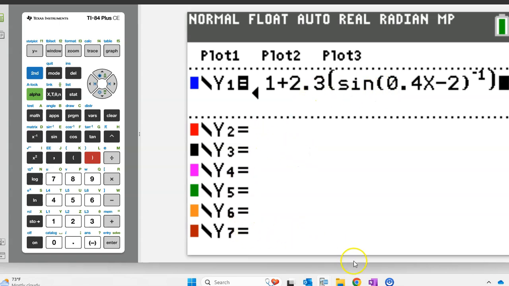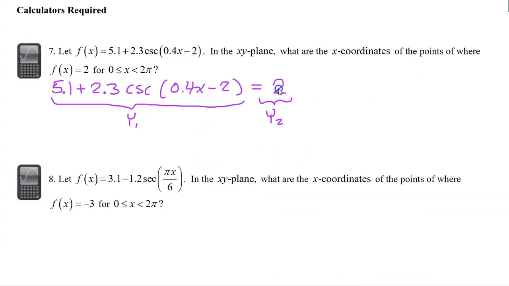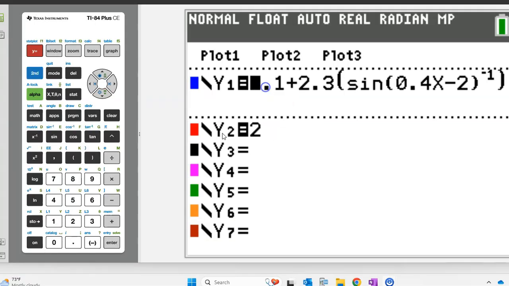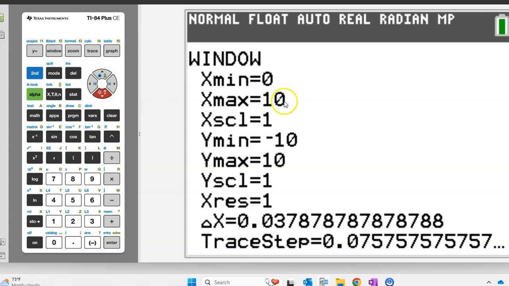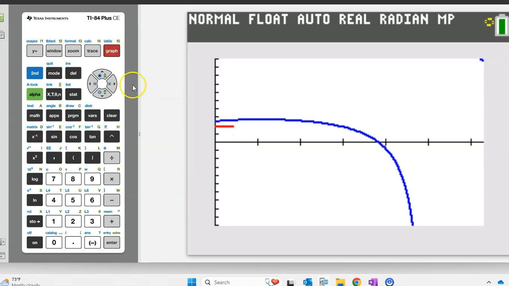So I believe the other equation, the right side, is 2. Here's y2 set equal to 2. Before we hit graph, we need to adjust the window. We are only looking for intersection points between 0 and 2 pi. So x min should be 0, and x max should be 2 pi. We can leave y min and y max as -10 and +10. So go ahead and hit graph.